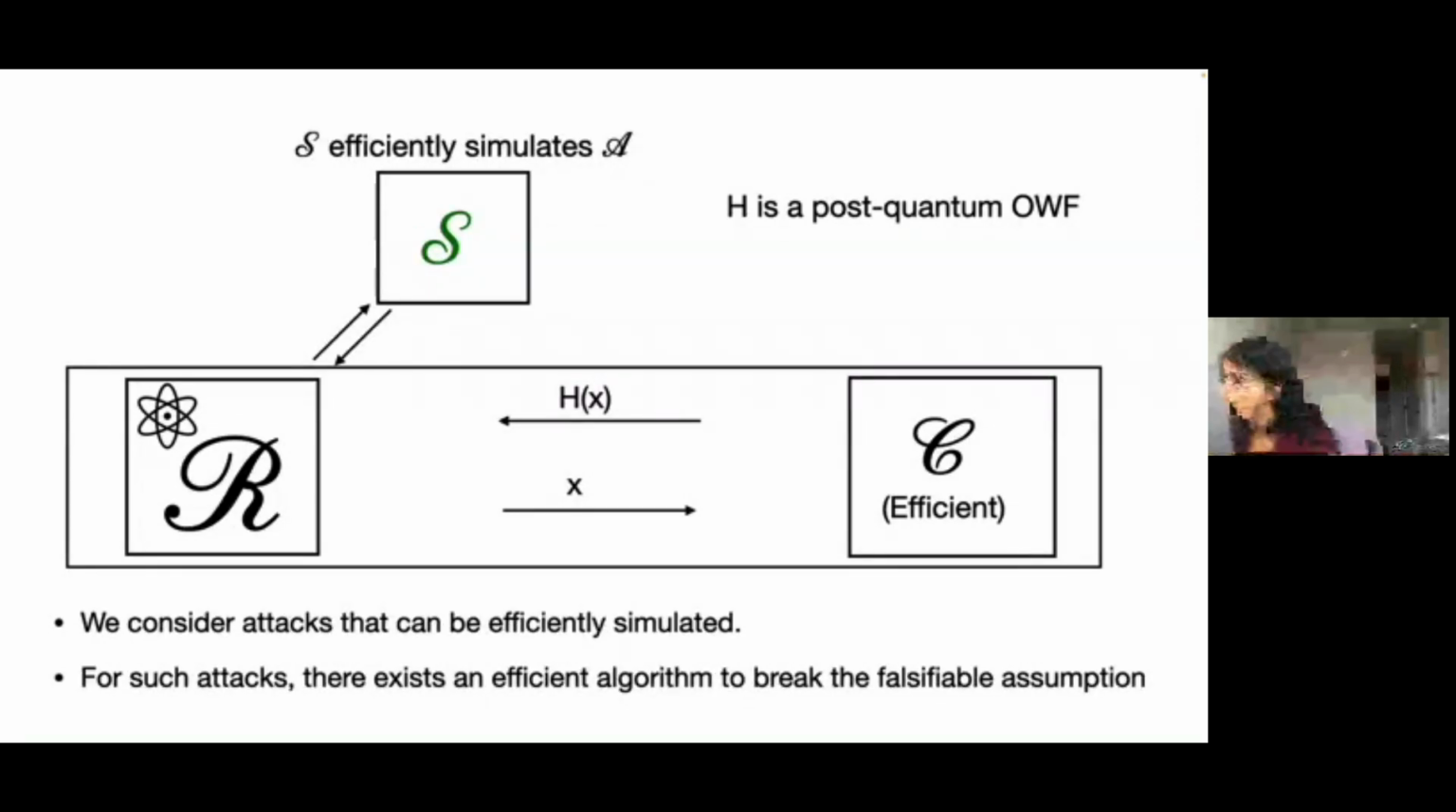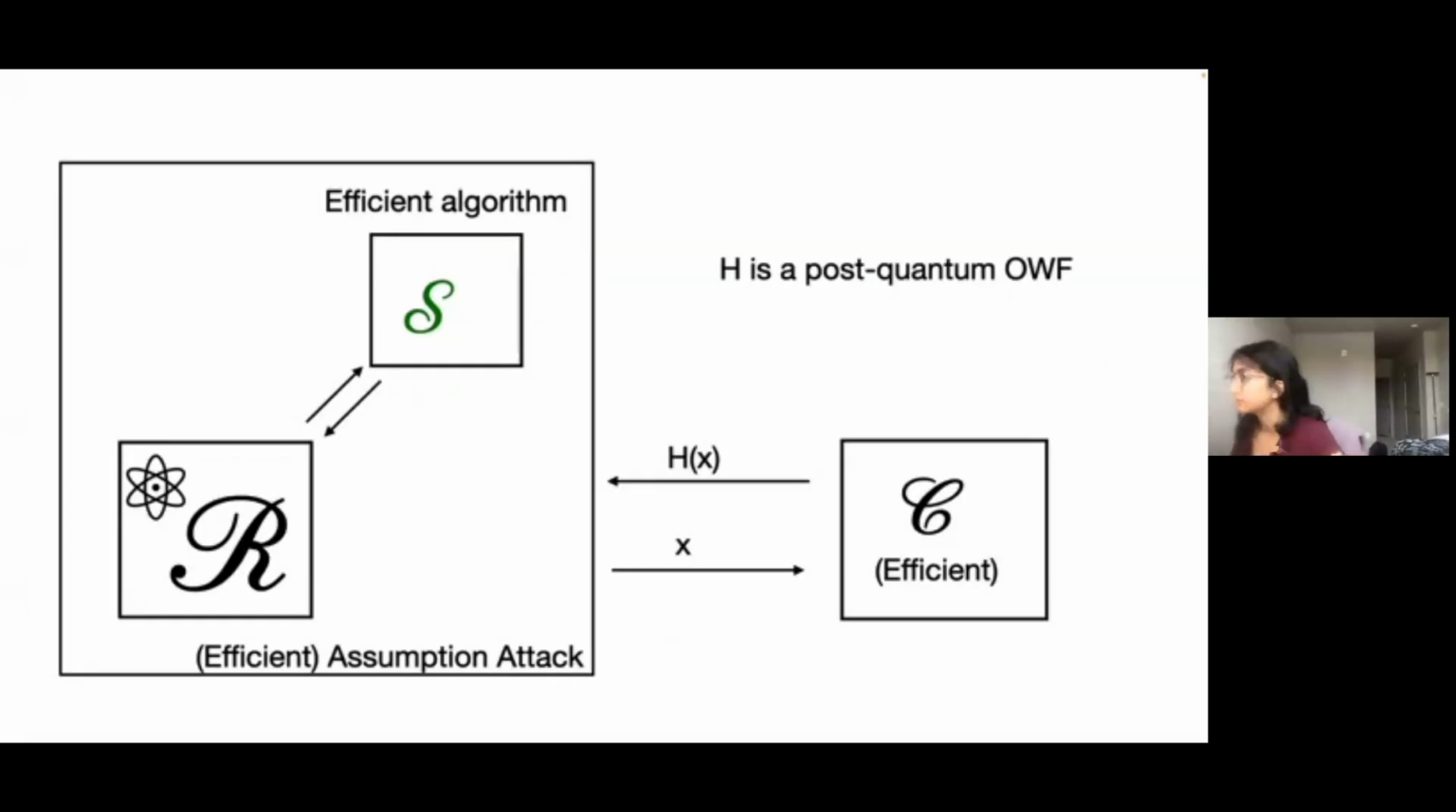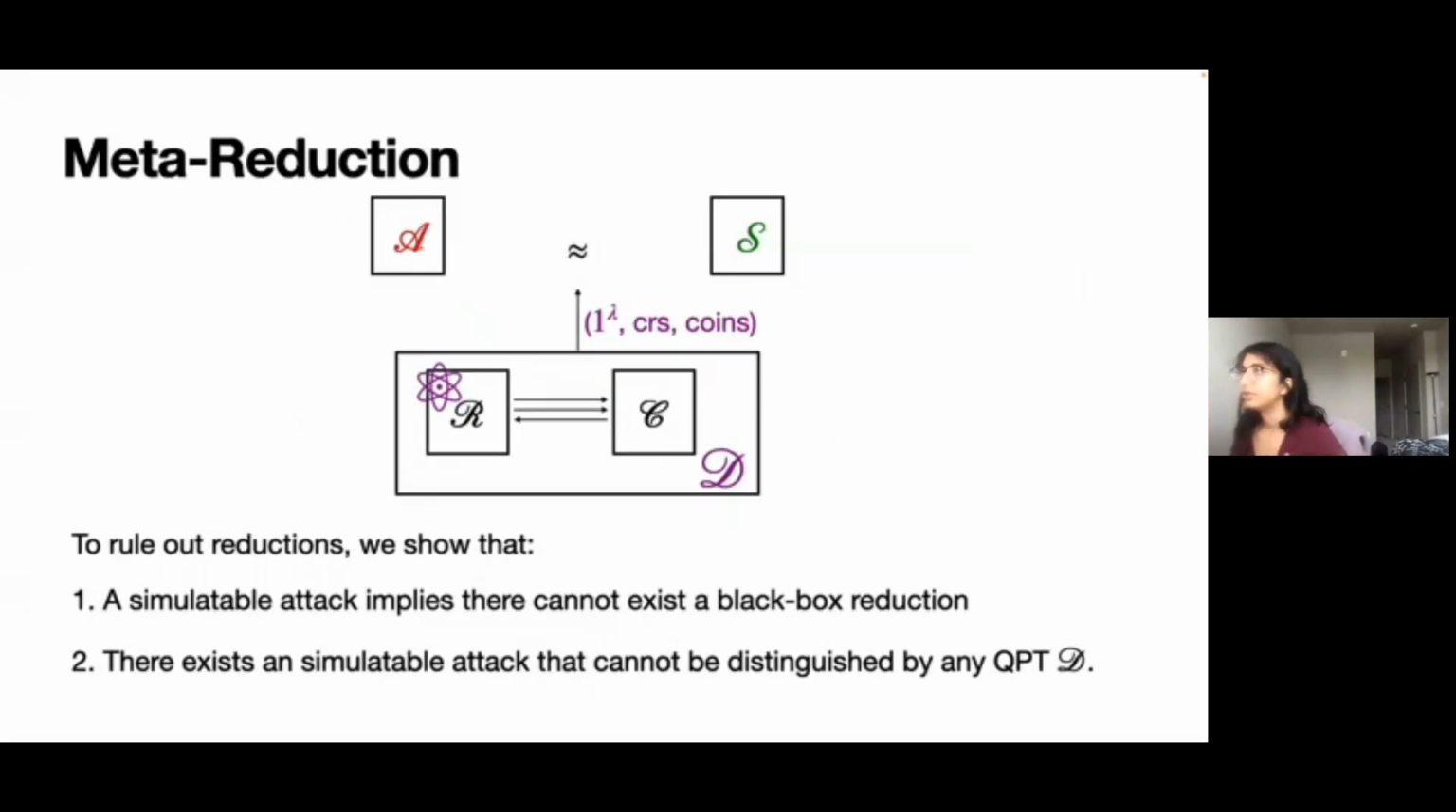So for such attacks, if you consider attacks that can be efficiently simulated, then there exists an efficient algorithm to break the falsifiable assumption. And so now the entire picture would kind of look like this, and now everything is efficient. Another way to illustrate, yeah.